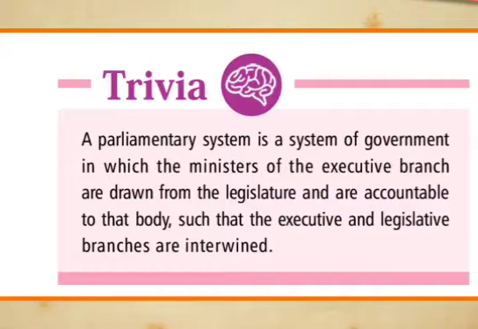Trivia. A parliamentary system is a system of government in which the ministers of the executive branch are drawn from the legislature and are accountable to the body, such that the executive and legislative branches are intertwined.